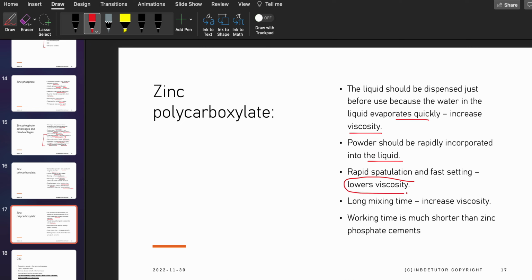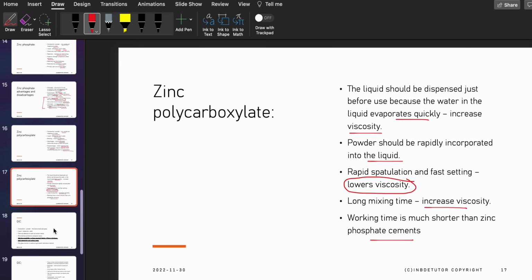So the more rapidly you are going to mix, the faster it is going to set, and there will be less viscosity. Long mixing time will increase the viscosity. So the more slowly you are doing it, the more viscous it will be. Working time is much shorter than zinc phosphate cement. So you have very less time to work on mixing the cement.